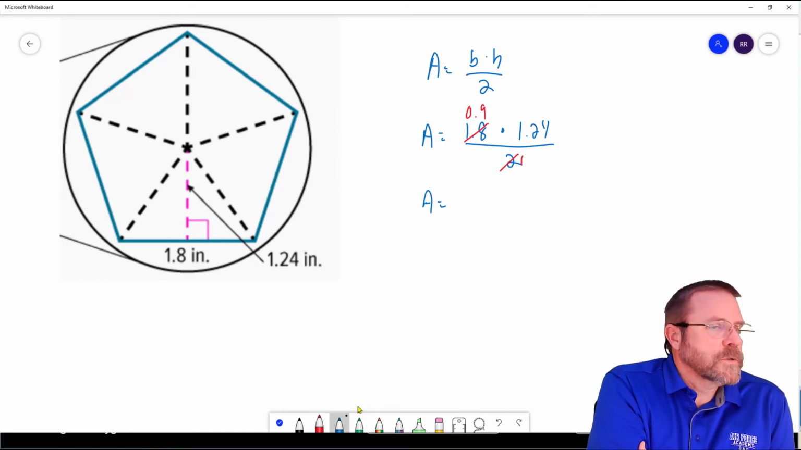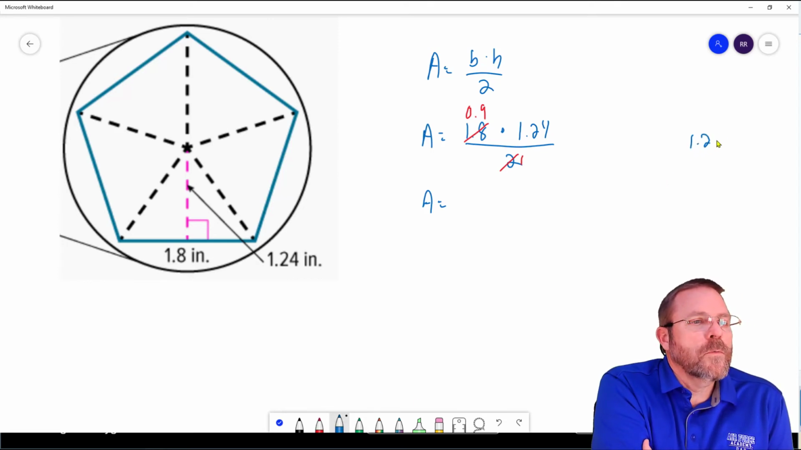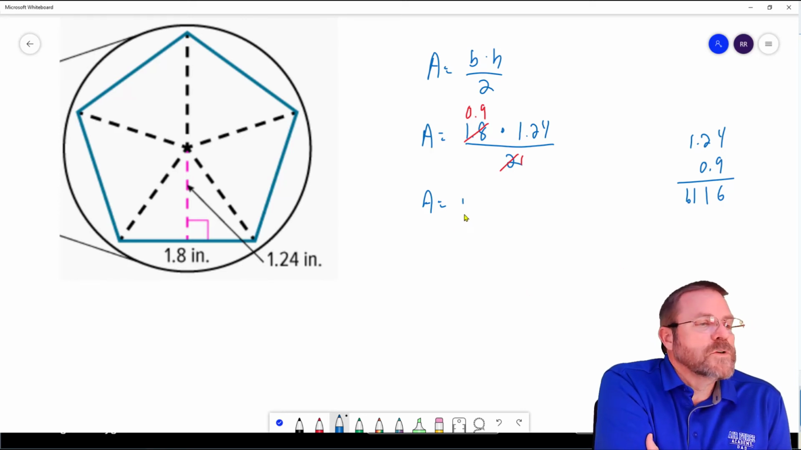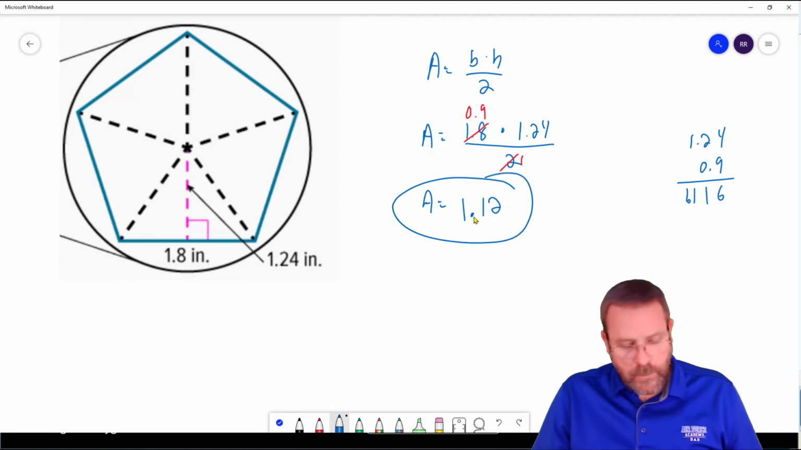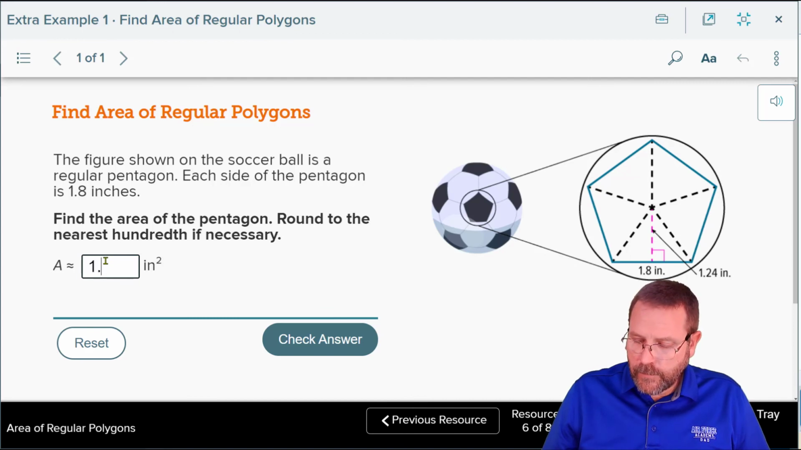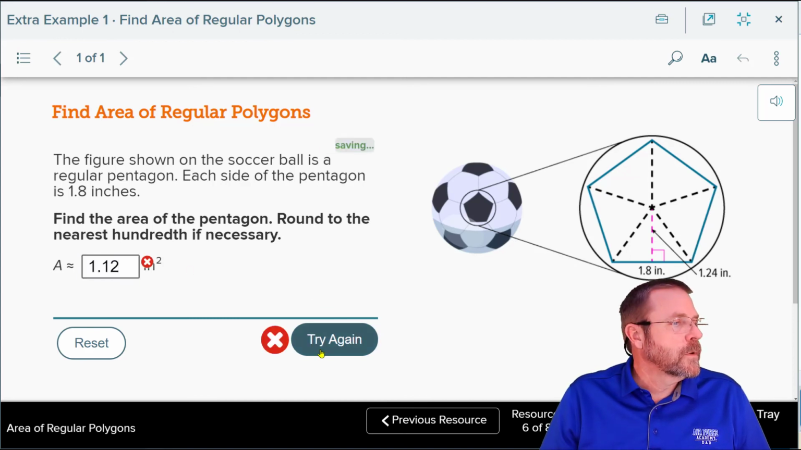And from there, I'm just going to do some real quick grunt work. 1.24 times 0.9, 9 times 4. That's going to give me 36. 9 times 2 is 18, plus 3 is 21. And then we're going to get an 11 there, and we're going to bounce it 3 spaces, which means rounded to the nearest hundredths place, we're going to be looking at an area of 1.12 inches squared, if I did my math right. 1.12, check.